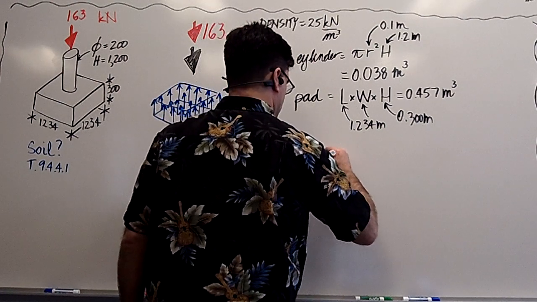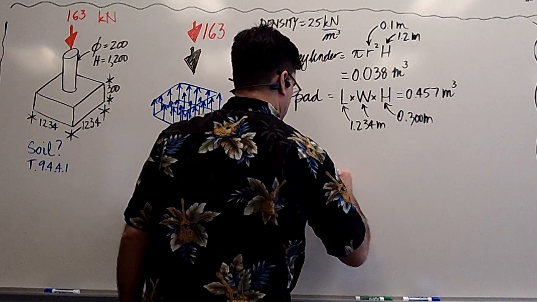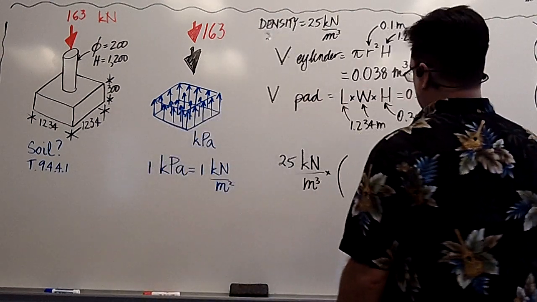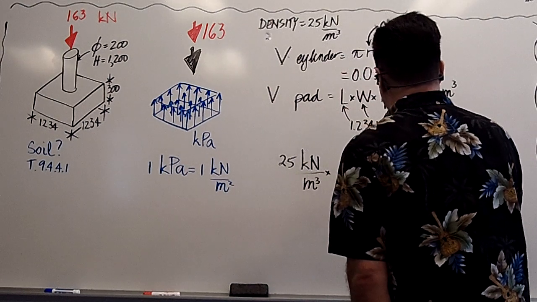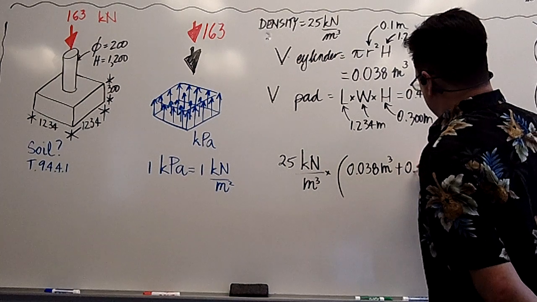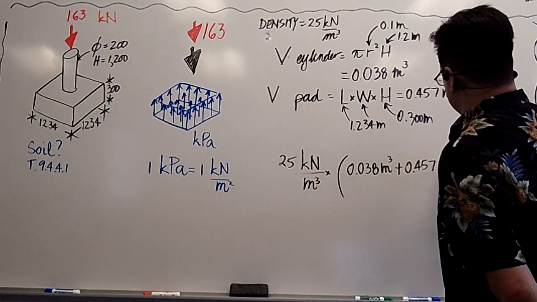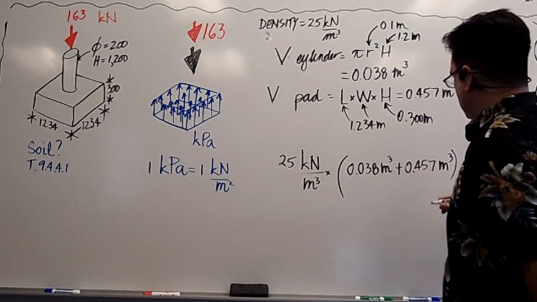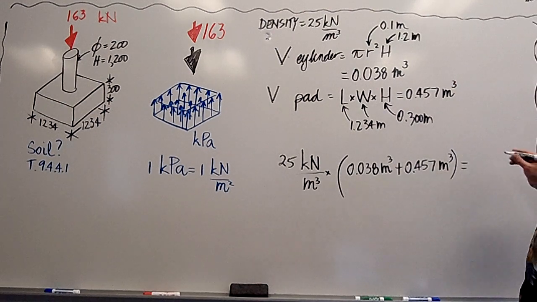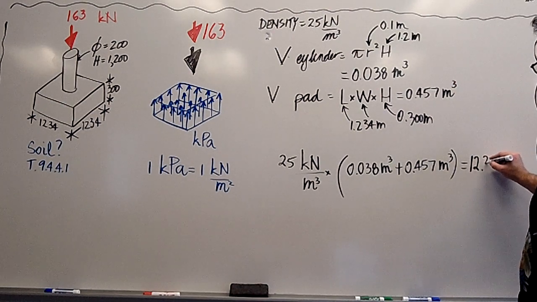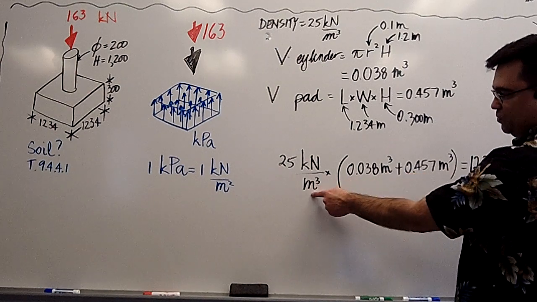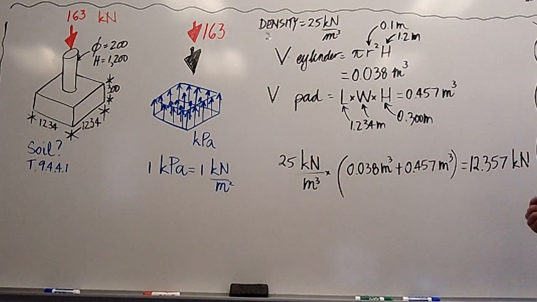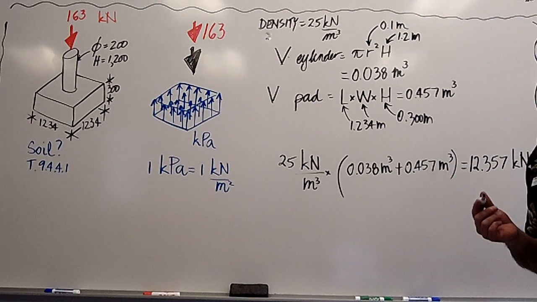25 kilonewtons per meter times 0.038 meters cubed plus 0.457 meters cubed. What we get from this is, I think best 2 out of 3, I got 12.357 kilonewtons, which is good, right? The meters cubed and meters cubed cancels out. We're left with kilonewtons, which is the right unit for force.